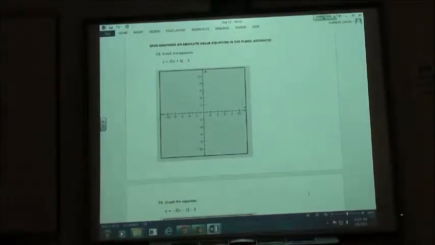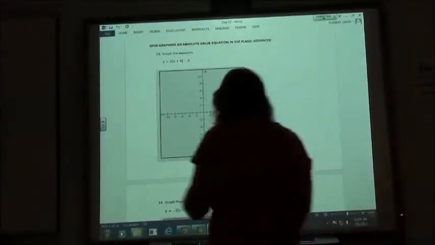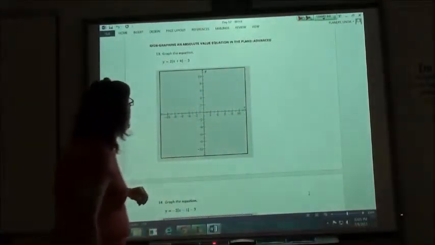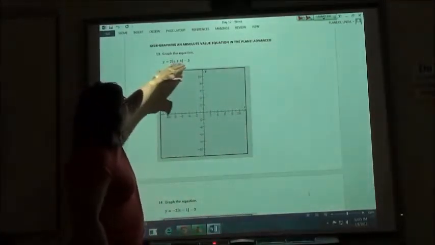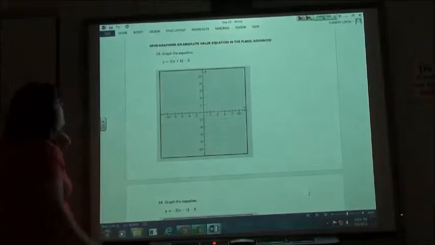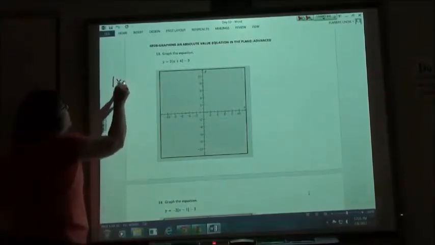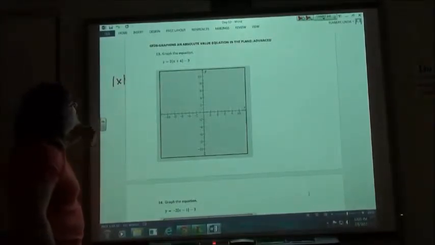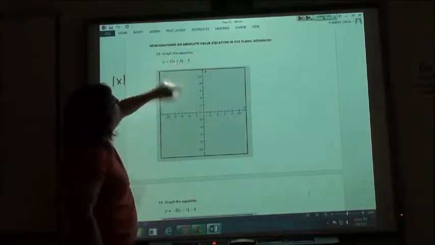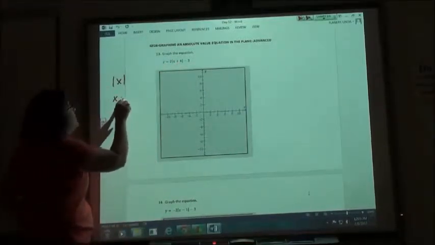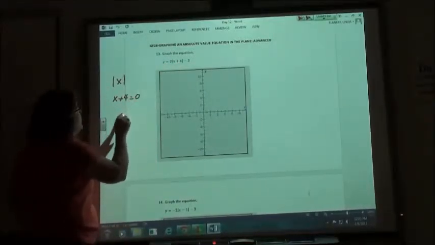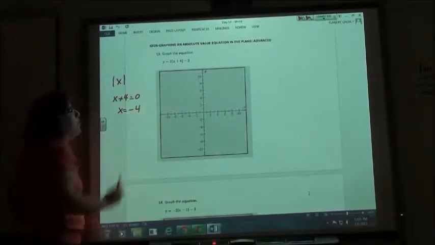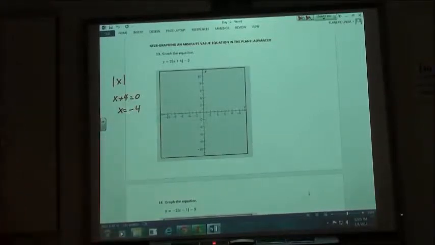Changing gears here, we're going to graph an absolute value equation. And since we're graphing an equation, this one is not going to have a center at 0, 0. If it was just the absolute value of plain x, then my center's at 0. But this is going to have a shift to it. So if x plus 4 equals 0, then x equals negative 4 is where the middle of my graph is going to be. When I graph an absolute value function, it's sort of going to look like a V.